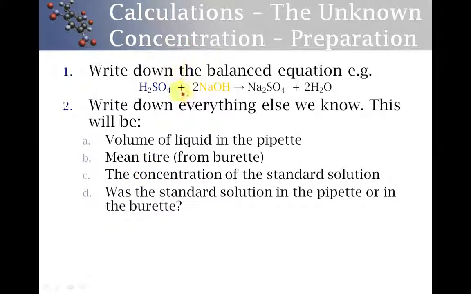Okay, so if I know that I had 0.0013 moles of this, I am going to need, see, there's twice as much sodium hydroxide as there is sulfuric acid. So therefore I need half that amount. So I need 0.0013 divided by 2. That's how much sulfuric acid I will have. That's the amount of sulfuric acid.